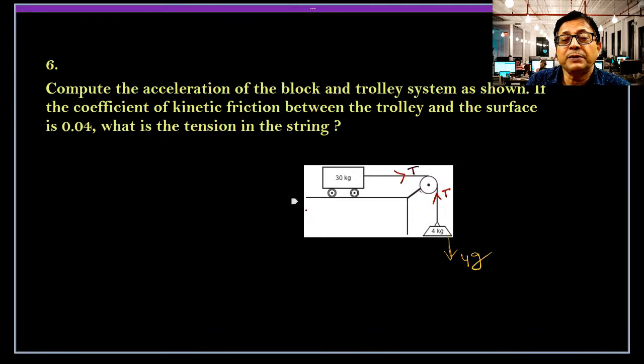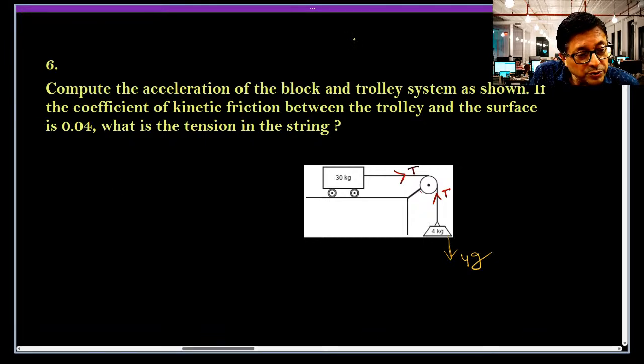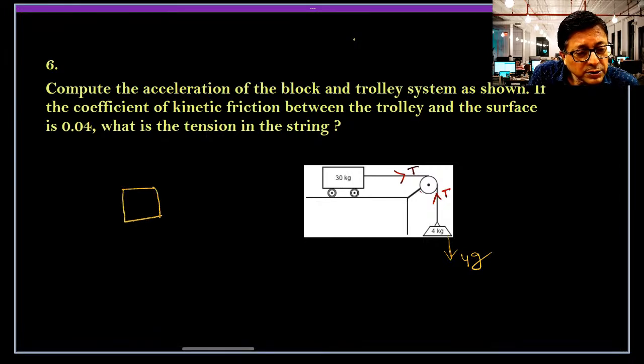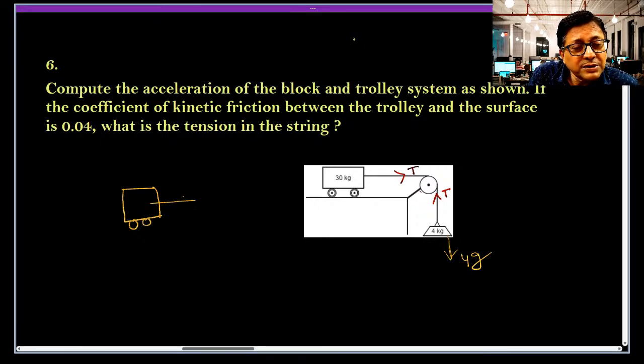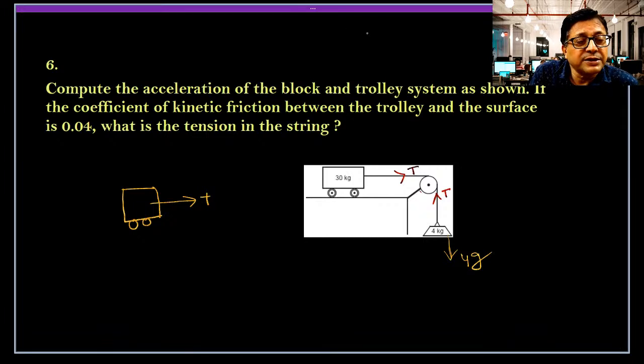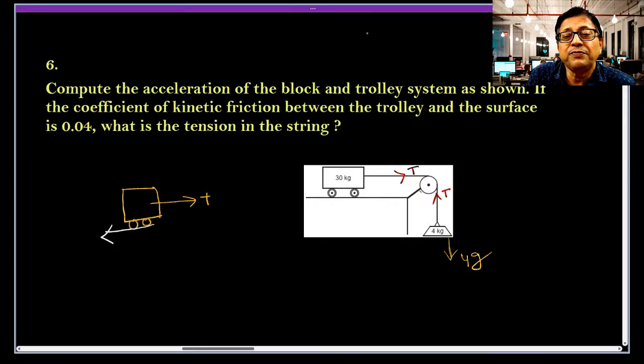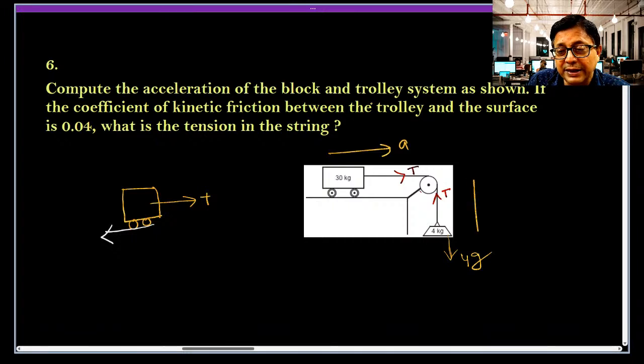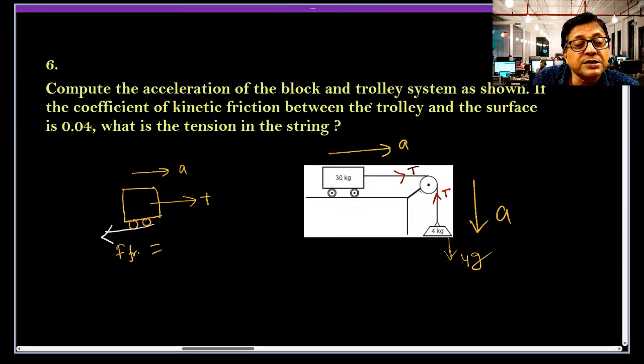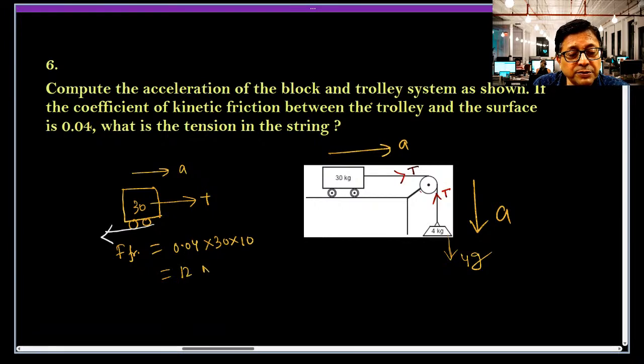Tension is T. If you draw the free body diagram on 30 kg, what are the forces acting? 30 kg, 2 wheels also there, and tension is T. So here the force of friction is acting and T forward. First assume that the acceleration of the system is A. This is the force of friction F_fr. How much is this? Mu mg, that is 0.04 into m, which is 30 into 10, 300, 0.04 times 300 is 12 Newton. So write the equation of motion here. T is acting in the forward direction and F_fr backward. Acceleration is A.